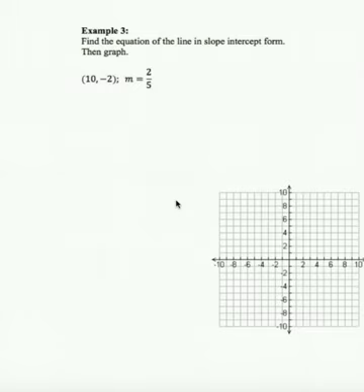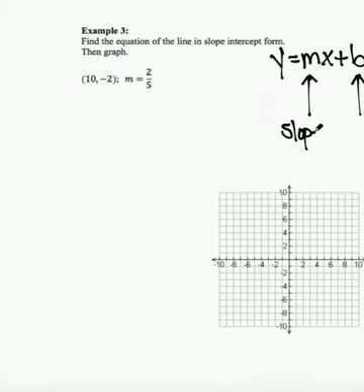Example 3. Find the equation of the line in slope-intercept form, then graph. So let's look at the information they've given us. They've given us an ordered pair, and they've given us the slope. So again, let's think about what we're going to need. Eventually, to write an equation in the form y equals mx plus b, we're going to need the slope and we're going to need the b, the y-intercept.